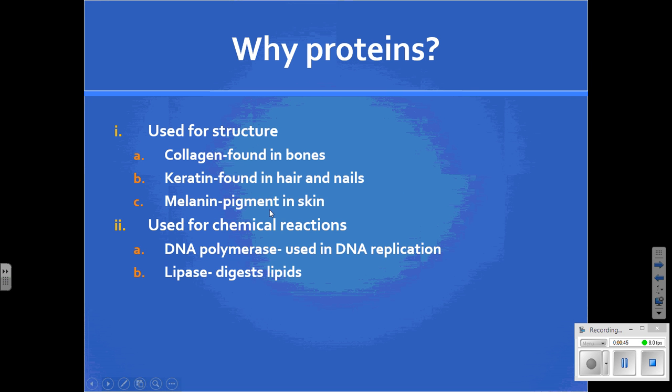And then melanin is a pigment in skin that gives us our skin color. So another type of protein that's really important. A couple other ones we've already talked about: DNA polymerase. That's used for DNA replication to add our complementary base pairs on. And then there's another one called lipase, and that's ASE. These are both enzymes, but they are a type of protein. And lipase helps break down all the lipids we eat in our daily diets.